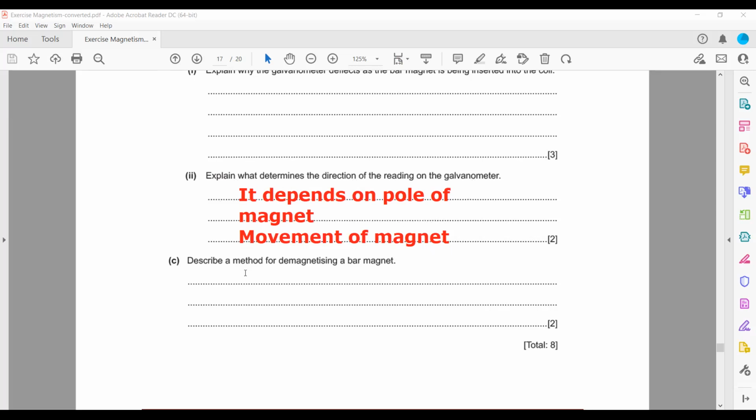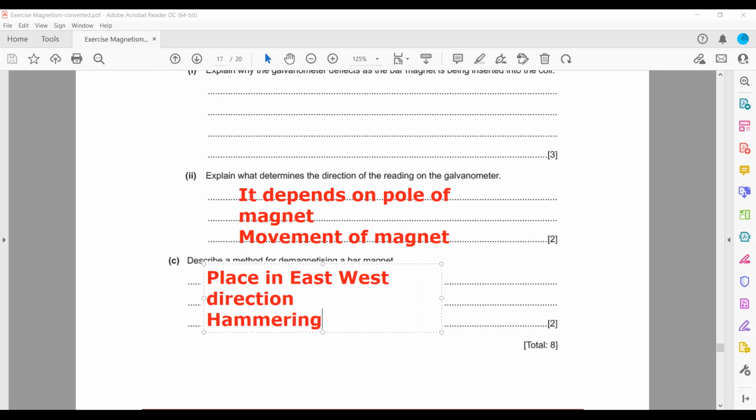Describe a method for demagnetizing a bar magnet. So what we can do, we can place it in an east-west direction, and we can heat or hammer it, we can demagnetize a bar magnet. But that is related to the simple magnetism topic, not related to electromagnetic induction.